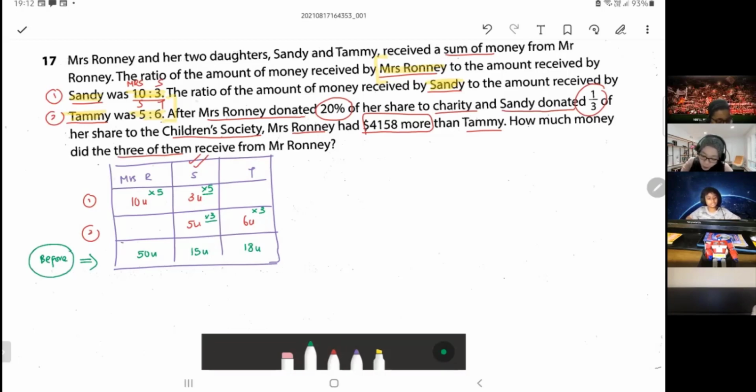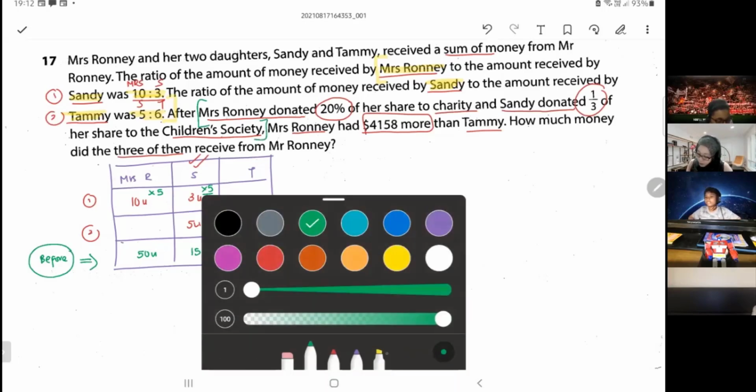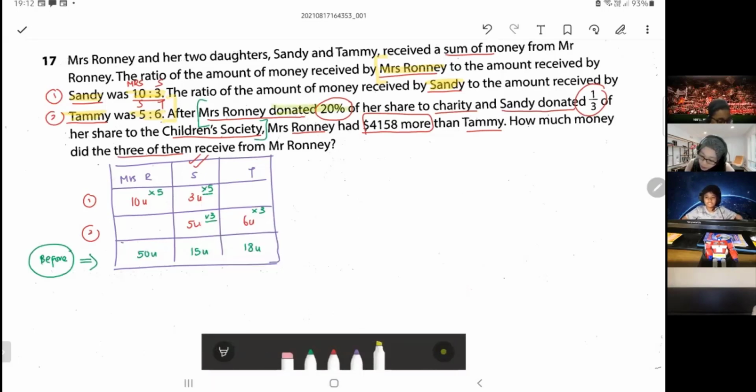Now, we move on to this one. Mrs. Rooney donated 20% of her share. I'm going to go through from here to here. Can you see the green portion now? Let me highlight the one in green. Donated 20%, donated 1/3. I'm doing this first. All this information, the donated and donated, you know that this is the change. There's a change. This is my before. This is my change, right?